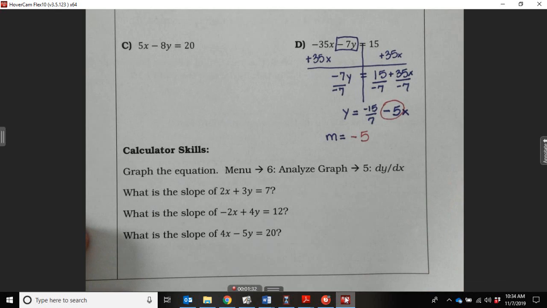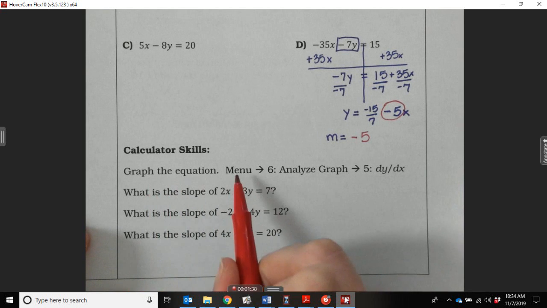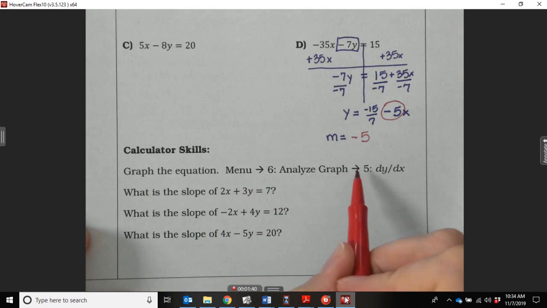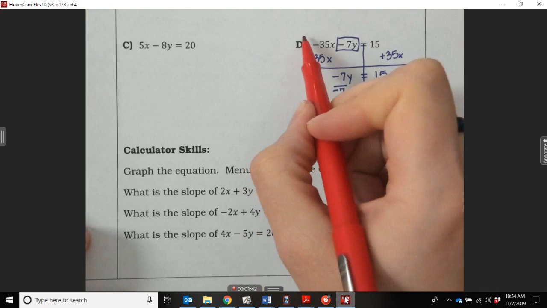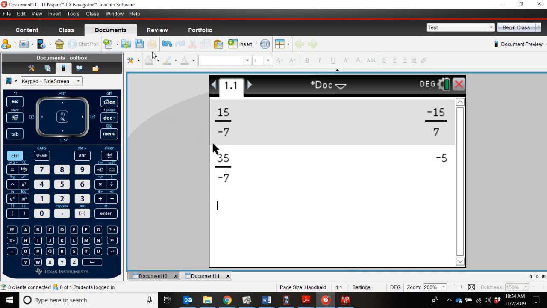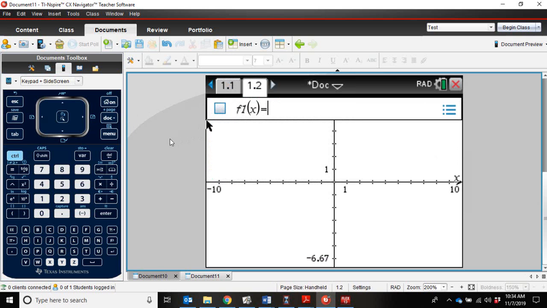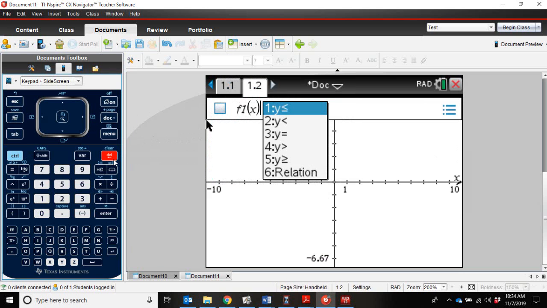But how can we do that in the calculator? So here are the steps. We graph our equation, we press menu, 6, and then 5. And so I'm going to go back here and I'm going to redo letter D. And so everybody needs to follow along with me. We're on a graph page. So get to a graph page. And here we need to delete the equal sign, and we need to pick a relation.